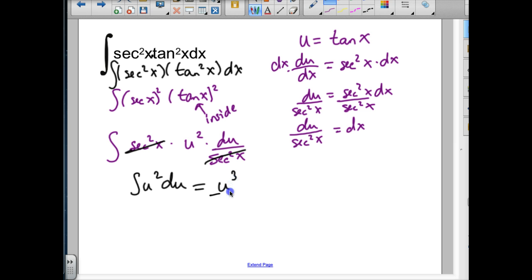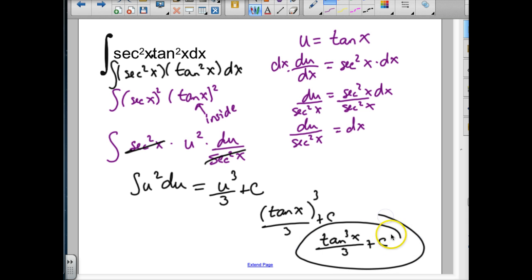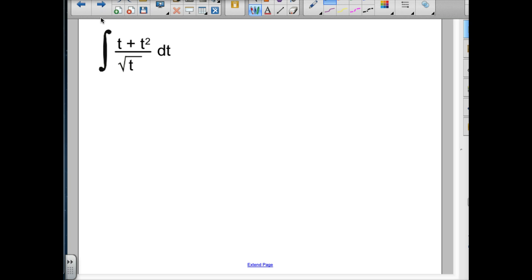You add 1 to the exponent, divide by the new exponent, plus c. Back substitute, u was tangent, so you could write it like this, but mathematicians are lazy. They would always write it like this. So there's your final answer. We started out with a product. It looked like a product, but it really was this. So we don't really have a product rule. It's a u substitution rule, but it works for products, quotients, and chain rule, composition of functions.